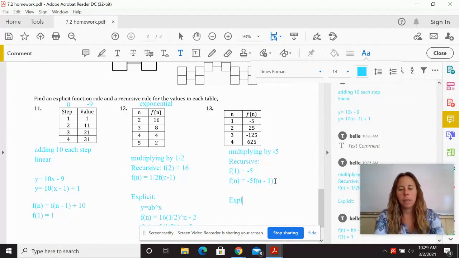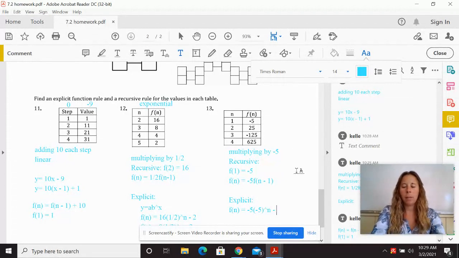Okay, and then you have explicit. So once again, we're multiplying, so it's going to be exponential. So f of n equals, if you use the first term they give you, then you have -5 times, okay, I'm getting -5 from there, times my ratio, which is also -5, raised to the n minus 1.